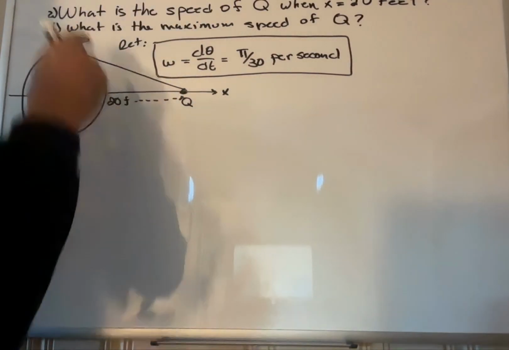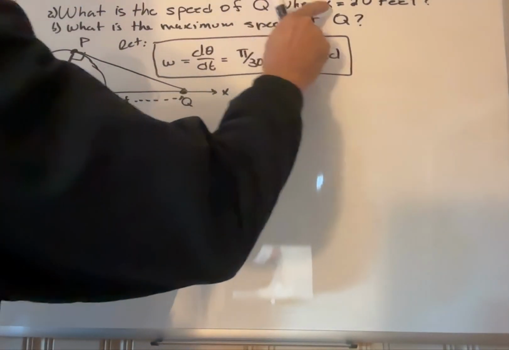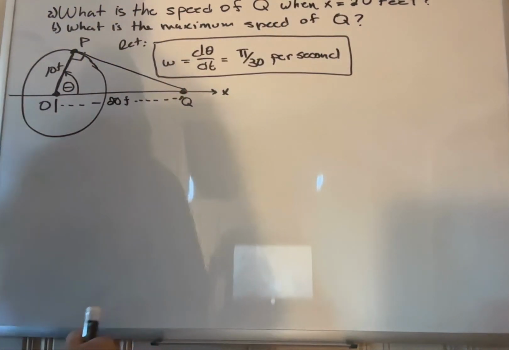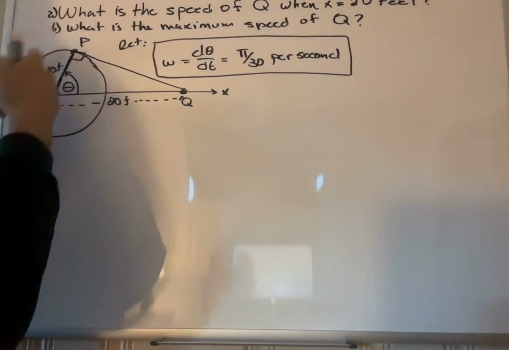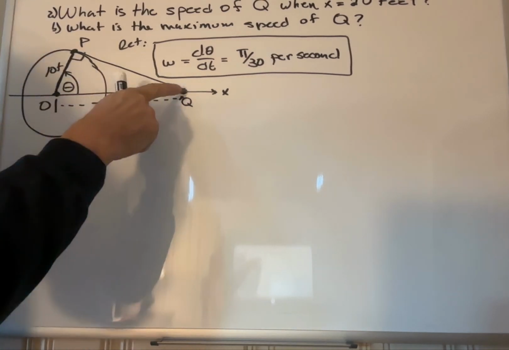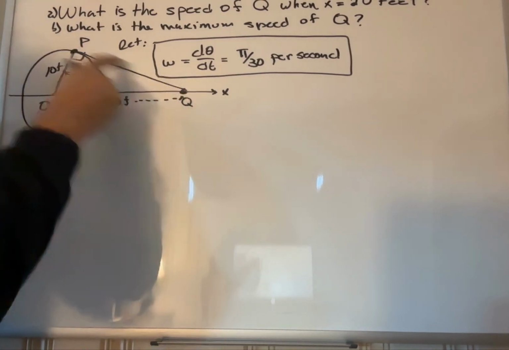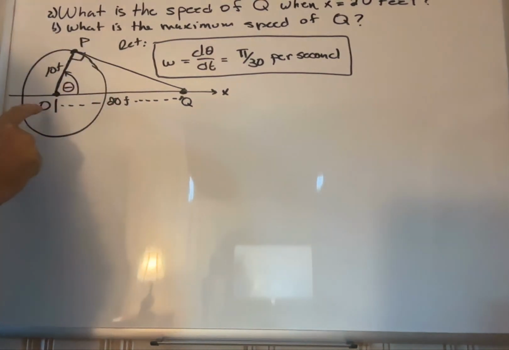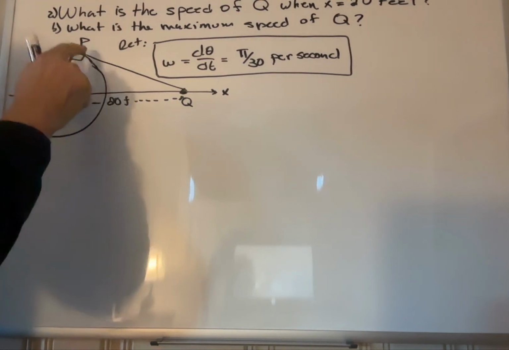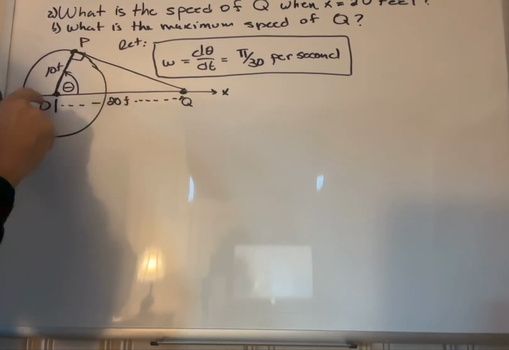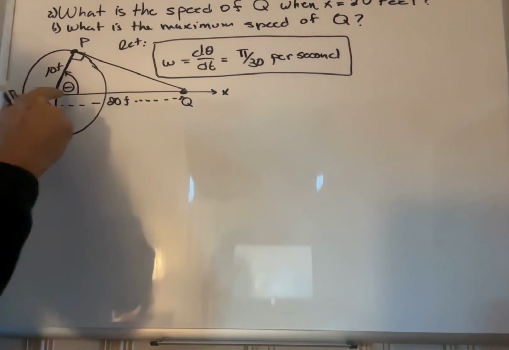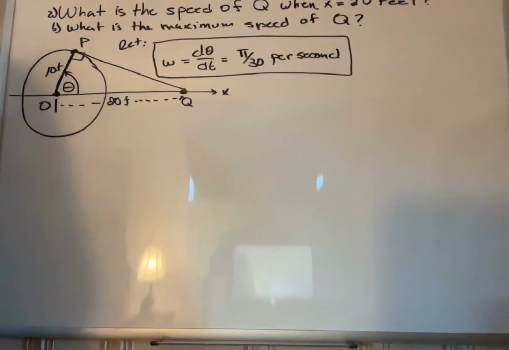Okay, so today we're going to talk about what is the speed of Q when x is equal to 20 feet and what is the maximum speed of Q. So this more or less is going to be like a train wheel that's going around. It's connected with these particular arms, and this is Q, P, and then this is origin, which is O. So between P and origin, we're going to have a 90 degree, and then our radius is 10 feet, and in the x direction is 20 feet.